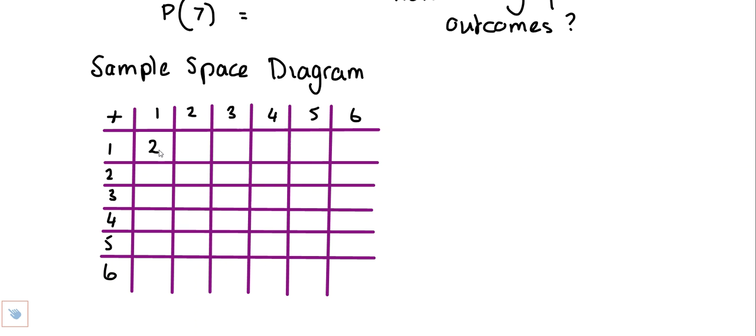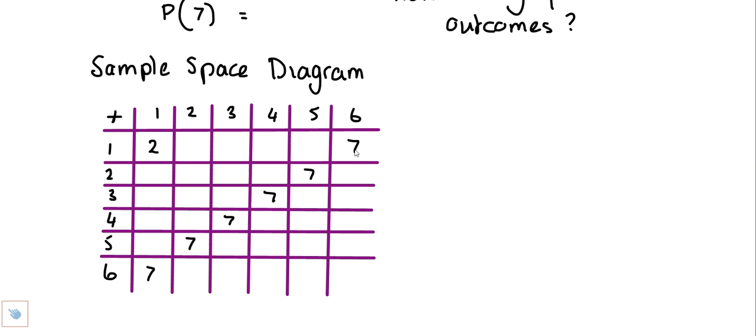Well, I know that 1 and 6 gives me a 7. I know 2 and 5 gives me 7. I know 3 and 4 gives me 7. I know 4 and 3 gives me 7. So there's going to be 2 3s, 3 4s. Right, now this is the thing.